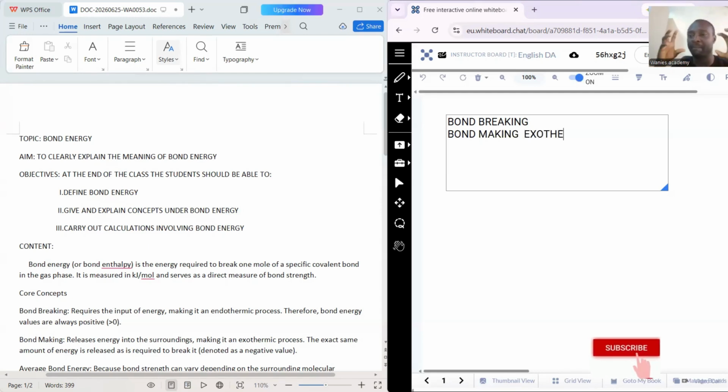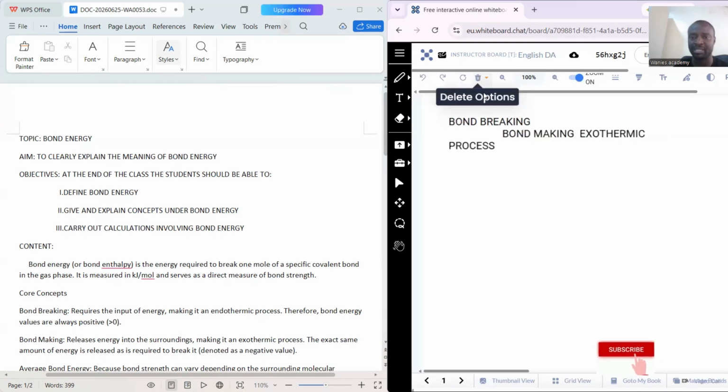So bond making, or bond forming, involves giving out energy to the surroundings, and therefore it is considered an exothermic process, and the bond energy values in bond making are negative in value.